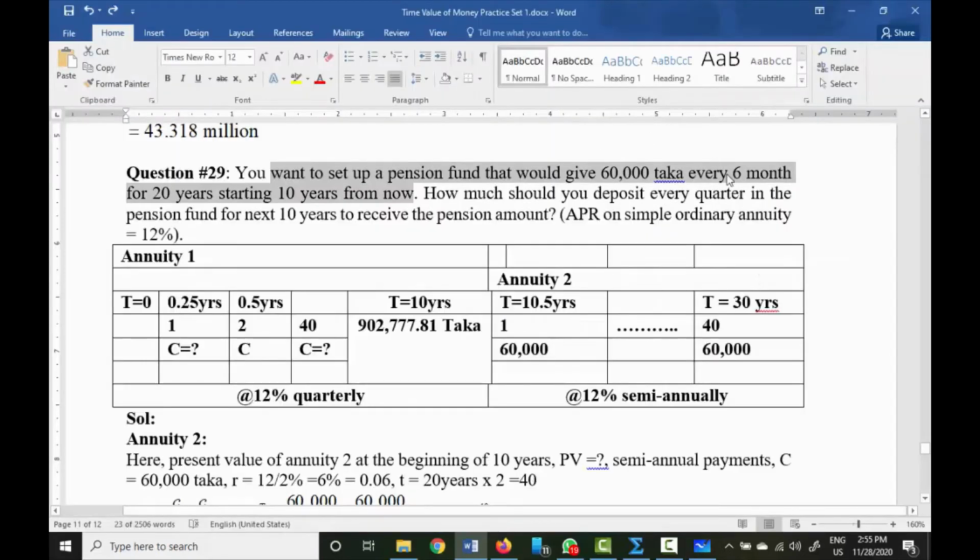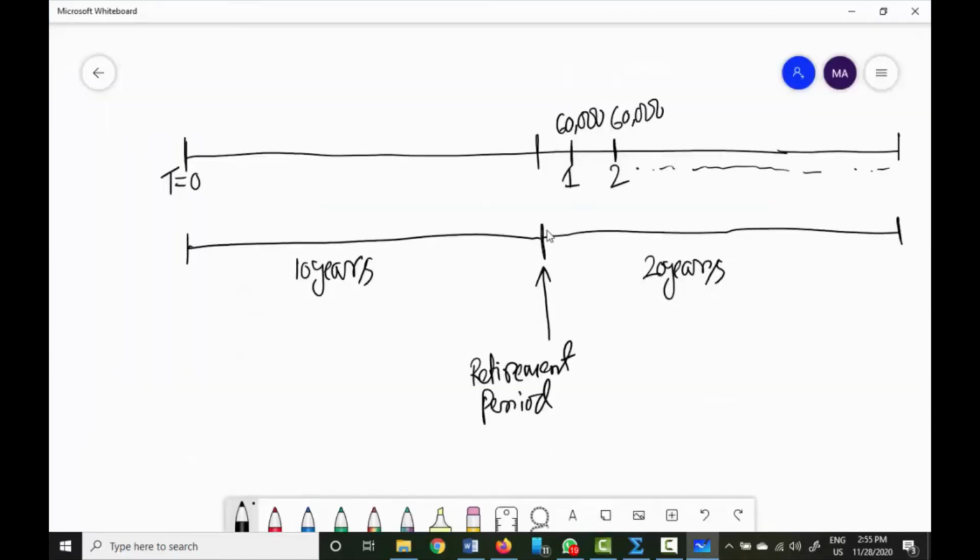After every 6 months you want to get 60,000 taka for 20 years, and these will start 10 years from now. So this annuity will start from here. This is the starting point. So 10 years from now, this is the starting point, right?